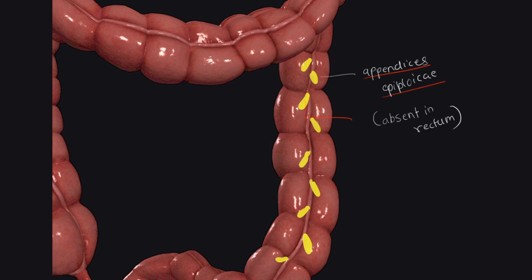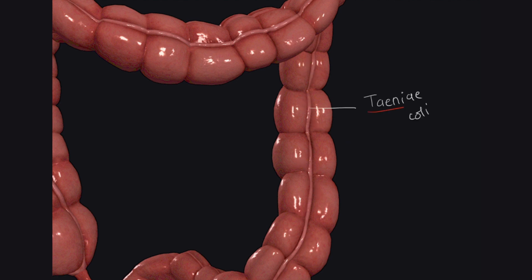Now, these are peritoneal extensions that contain fat in them, and they extend all the way throughout the entire intestinal tract, except in the rectum, and they're provided with blood vessels and fats. Another thing we can notice is the presence of something known as the taenia coli.